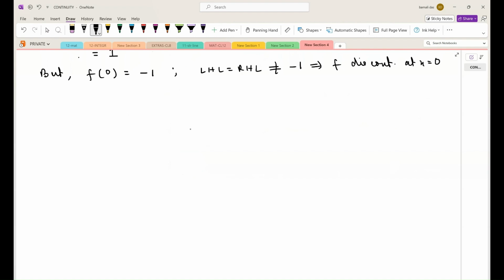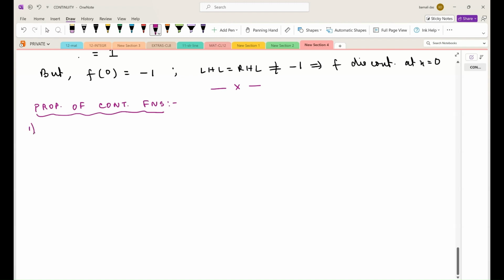Before going into further sums, let me explain a bit of theory that is left, and that is properties of continuous functions. I'll try to quickly cover it, because again Clipchamp will suddenly terminate it.